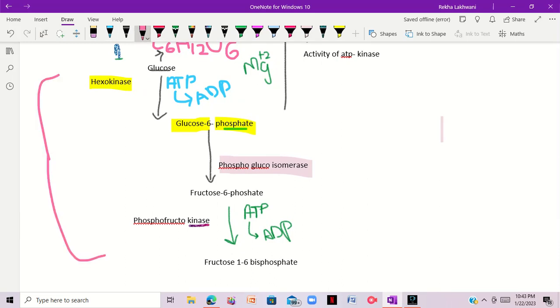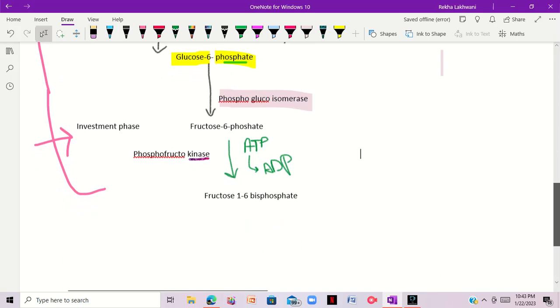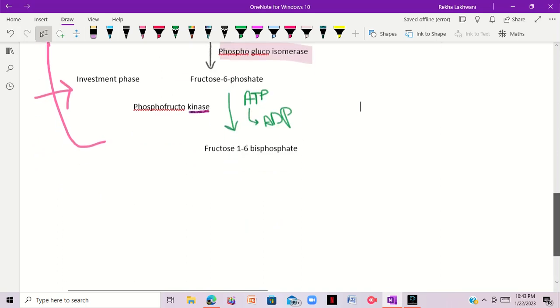This all is the investment phase. This is investment. This is the investment phase, right? So now let's come into the oxidative phase, right?